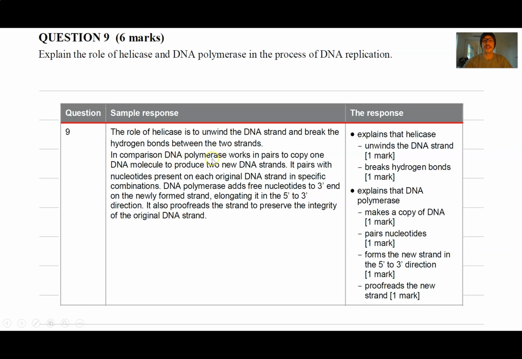In comparison, DNA polymerase works in pairs to copy one of the DNA molecule to produce 2 new DNA strands. You can talk about the 3' end and the 5' end. You can talk about the leading strand and the lagging strand. But remember, focus on just polymerase and helicase.